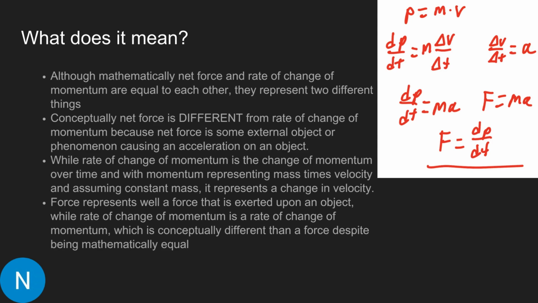Although mathematically net force and rate of change of momentum are equal to each other, they are conceptually different. Force is from some external object or phenomenon causing an acceleration on an object, while rate of change of momentum is just change of momentum over time, and because momentum is related to velocity, it's related to velocity, while force is related to acceleration. And although they are conceptually different, as said before and proven mathematically, they are mathematically equal.